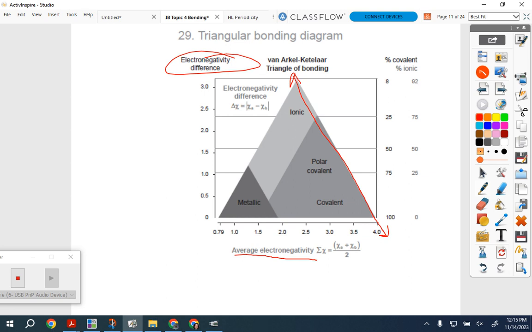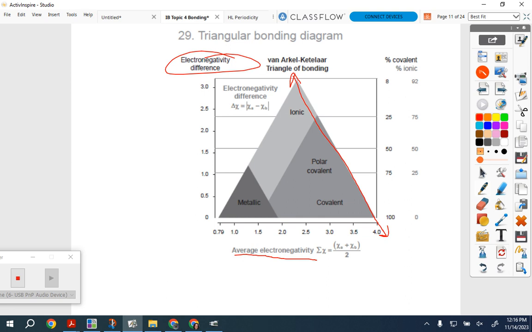I like the triangle because it takes the metallic bonding part into account. So if you have a low difference in electronegativity, but both of them have a low electronegativity, you're going to end up with a metallic bond. If you have a low difference, but both of them are very electronegative, you're going to end up with a nonpolar covalent bond where they're sharing the electrons, right? And then when the electronegativity difference starts getting higher, we're moving into the polar covalent or the ionic category, depending on where that average is.